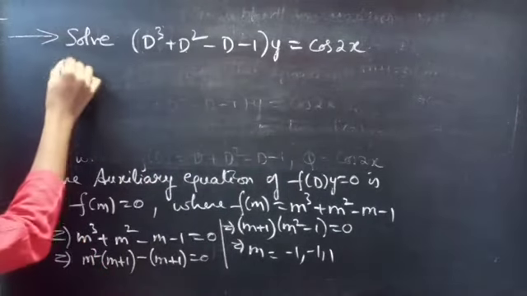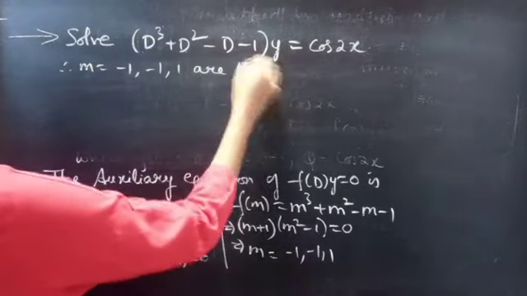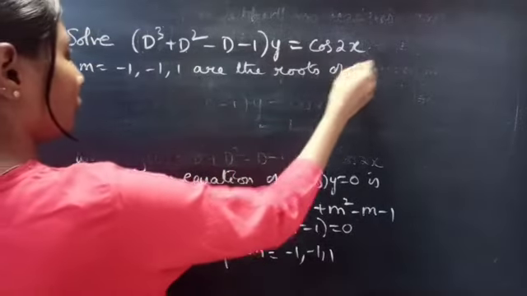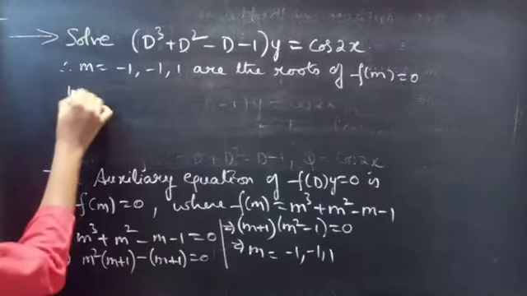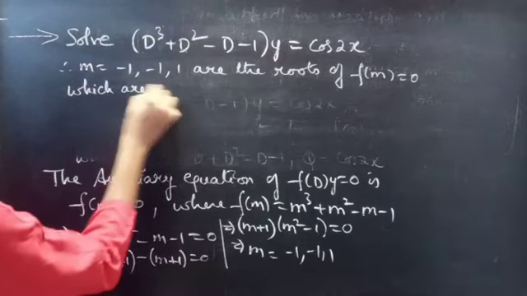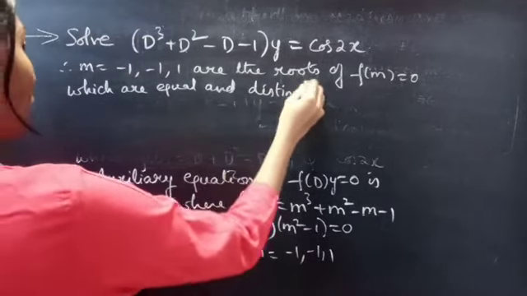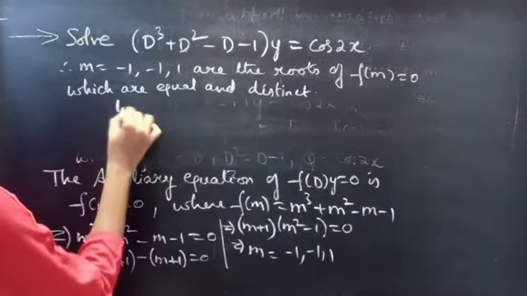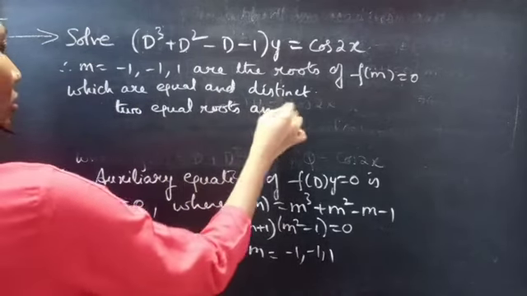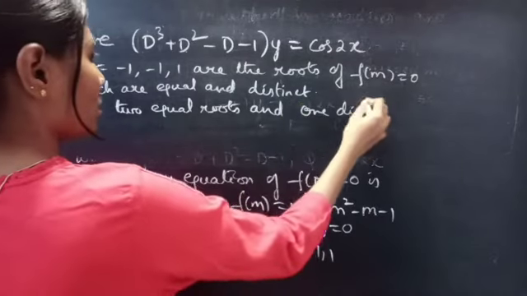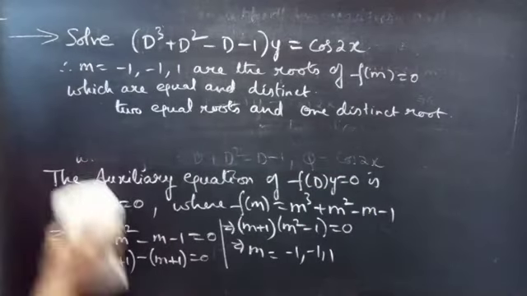Therefore, m equals to minus 1, 1 are the roots of f of m equals to 0, our auxiliary equation, which are equal and distinct. What I mean is, we have two equal roots and one distinct root. So let's write the complementary function using these roots.